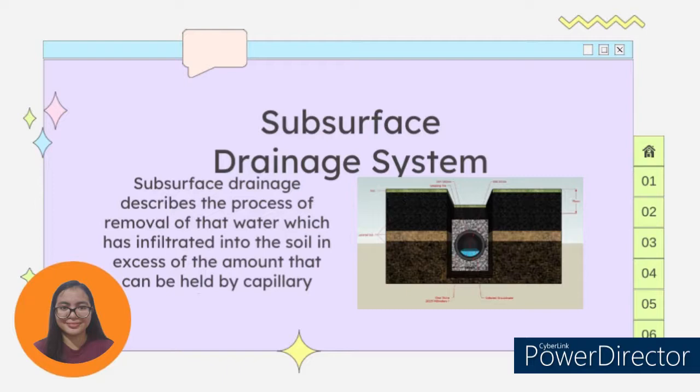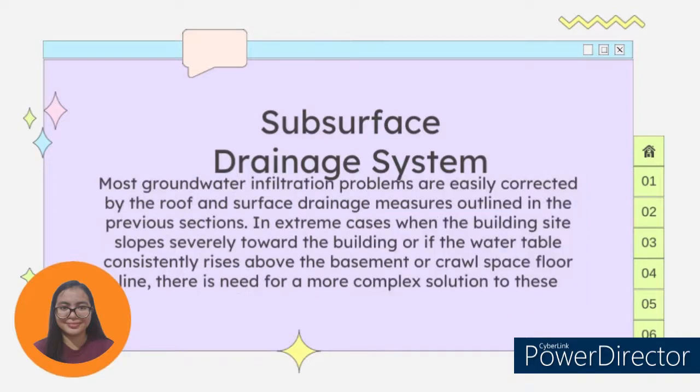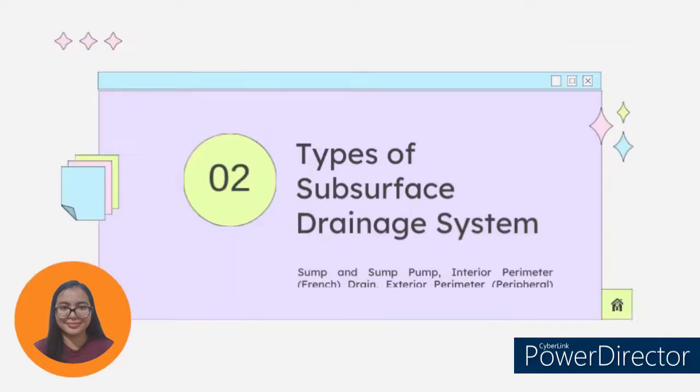Most groundwater infiltration problems are easily corrected by the roof and surface drainage measures outlined in the previous sections, but in extreme cases, when the building site slopes severely toward the building or if the water table consistently rises above the basement or crawl space floor line, there is need for a more complex solution to these groundwater infiltration problems. So, the types of subsurface drainage system.